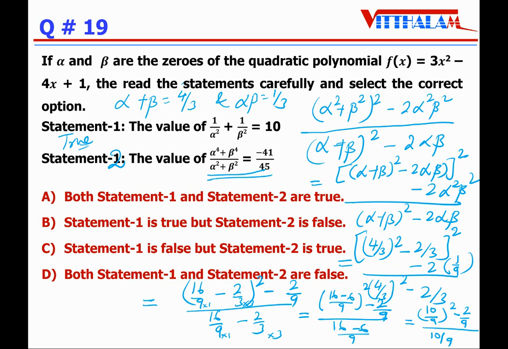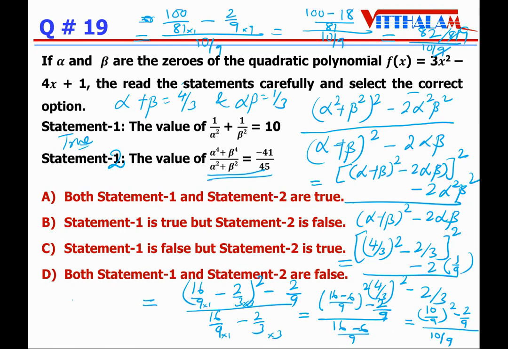Correct. Now let us further solve this. So (10/9)² equals 100/81 minus 2/9. That is our numerator, upon 10/9. 81 is the LCM in the numerator. So I will multiply here by 1, here by 9. So 100 − 18, over 81, divided by 10/9. Now just simplify: 100 − 18 is how much? 82. So 82/81 divided by 10/9. So 9 nines are 81. Correct.